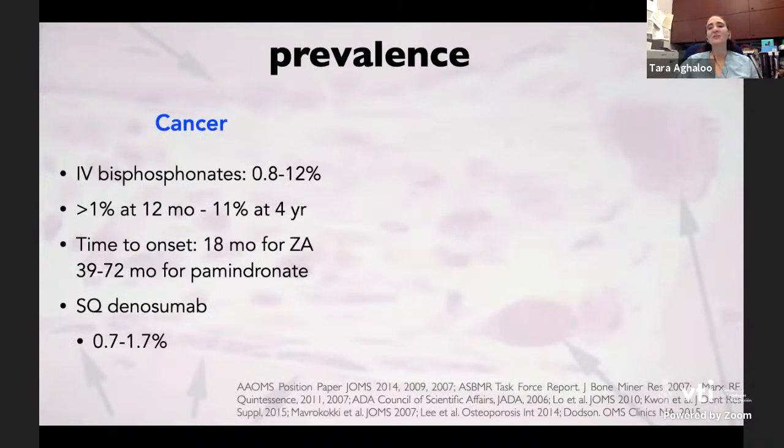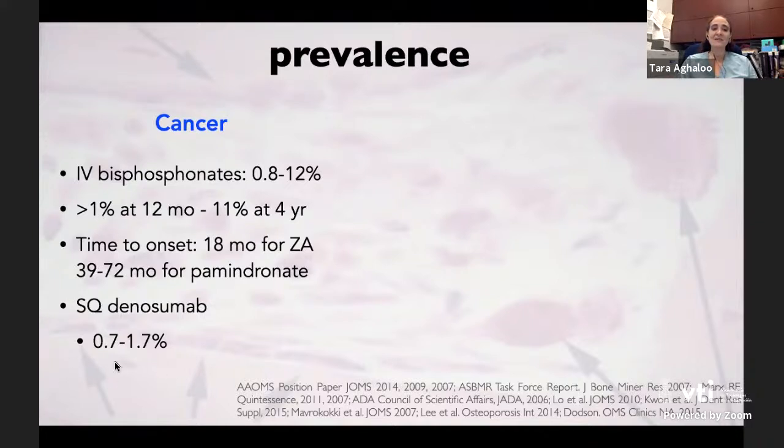And this is really all over the map. There have been a lot of studies over the years that have looked at how common ONJ is. It's pretty rare, but the literature is all over the place. You can see that we have incident prevalence anywhere from 0.8 to 12%. It depends also how long the patient's been receiving the medication.